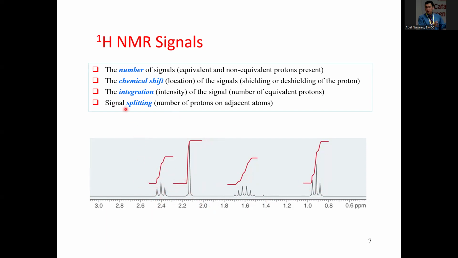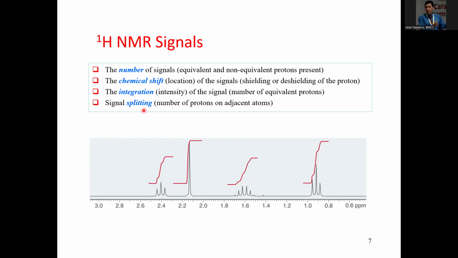And the last one, maybe the most powerful, maybe the most important, is the splitting. You see that this peak has 3 spikes. That peak has 1 spike. This peak has 1, 2, 3, 4, 5, 6 spikes. And this one has 3 spikes. Why does this one have 3, 1, 6, and 3? Because the signals split. And how do they split? They split with respect to the adjacent or neighboring hydrogens.